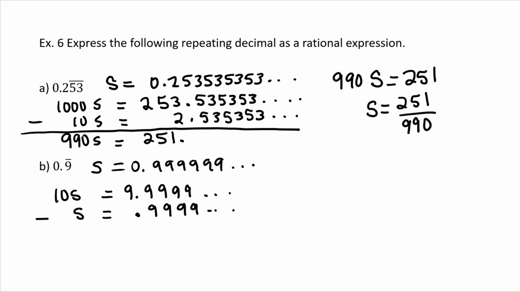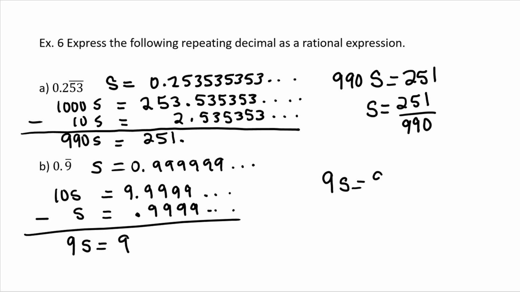0.999 repeating. When you perform the subtraction, 10S minus S gives us 9S. And then on the right-hand side, all of the 9s that come after the decimal subtract off, so you get 9. Then you have 9S equals 9. And guess what? 0.9 repeating is 1.